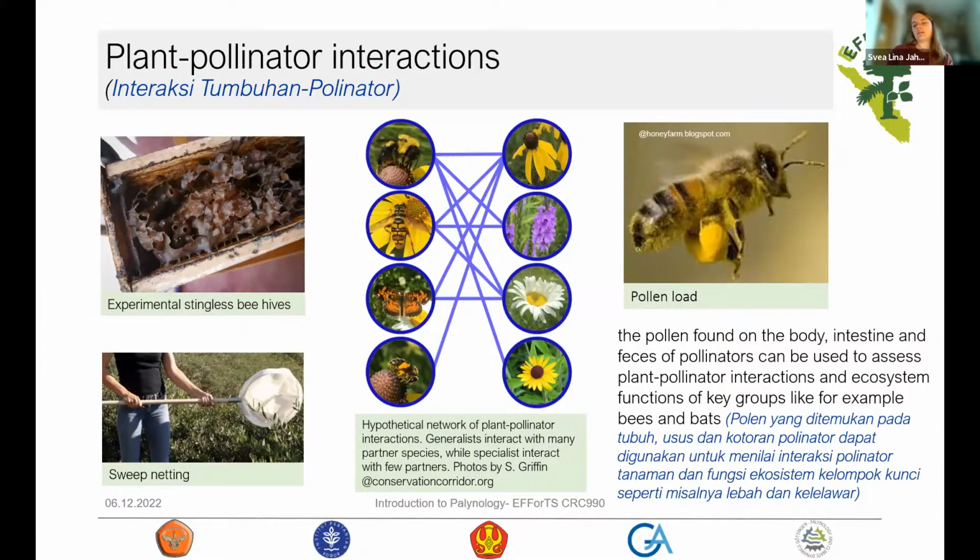For example, bees or bats. And this can be done in many different ways. An example that we use in our project is how experimental stingless bees visit different areas. So we have these beehives, but you can also do it with sweep netting or simply by studying the pollen load from manually caught bees.